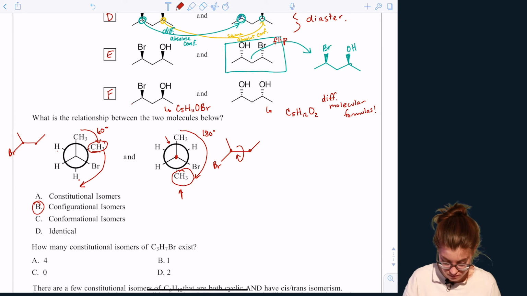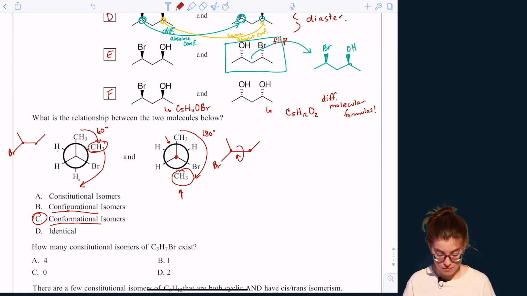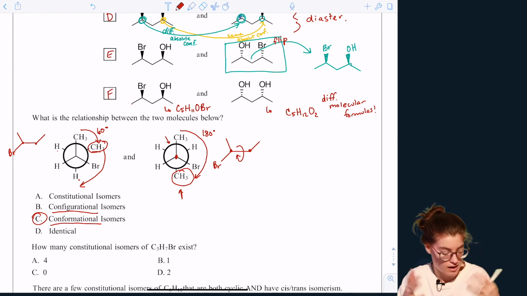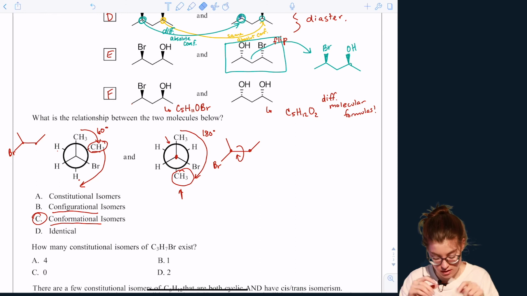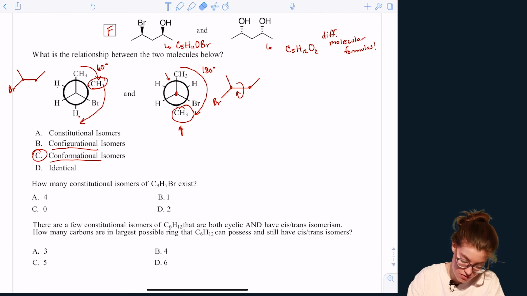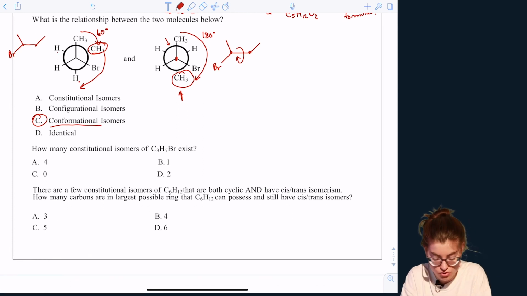Nope, I lied. See, this is why you got to get good at this. These are conformational isomers. Whew. Okay, you want to be careful because these two sound the same. Conformational isomer means you can change the conformation. Configurational isomer, I don't really know how you can remember that. That is when you're getting into geometric and optical isomers. Okay, so don't make that mistake. Be very careful between the two. They sound similar. Okay? All right, how many constitutional isomers of C3H7Br exist?